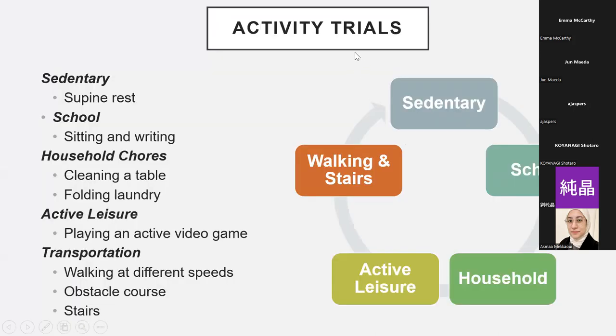In our activity trials studies, we're looking at the wheel of sedentary, what you might do as a school chore, household chore, active leisure, and transportation physical activity, walking and stair climbing. Here's a list of some of the activities. There were activity stations in a large clinic room. That's not real world, not in real life, not in the wild. Absolutely not. Big limitation. But we were trying to find out, these are somewhat activities of daily living, not contextualizing your environment, as I said, but how hard is it for a kiddo with cerebral palsy to do these things?